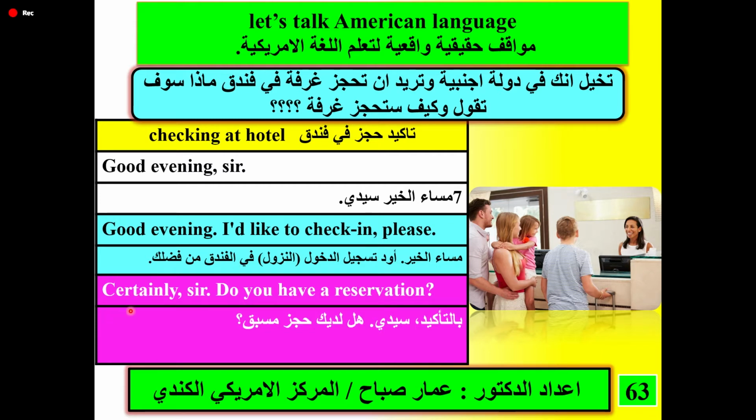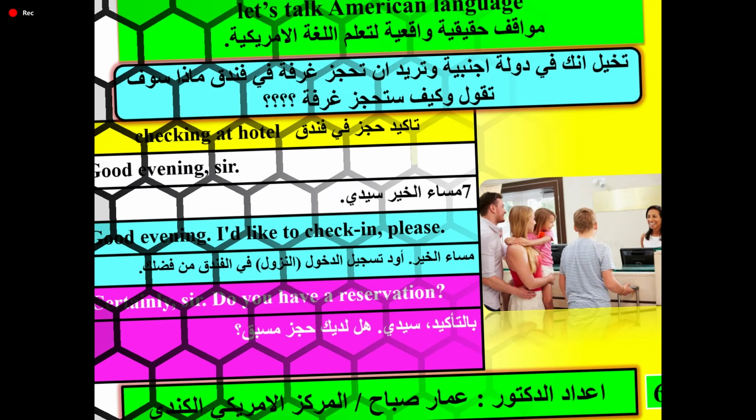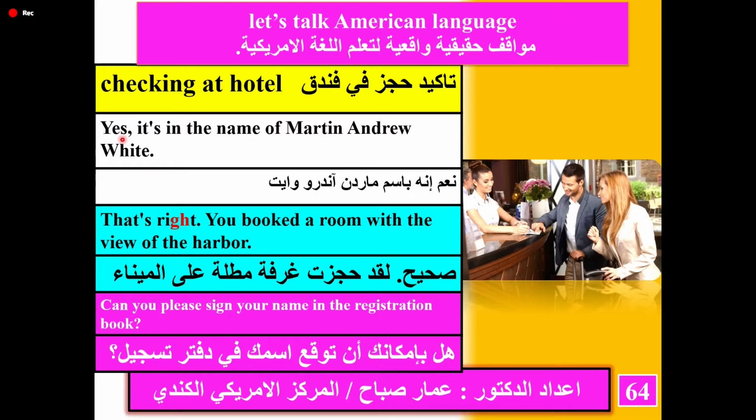Yes, certainly. Or we can say sure instead of certainly. Sir, do you have a reservation? Or do you have a previous reservation? Okay, let's go to the next word. Yes. It is in the name of Martin and Rowite. It is. Yes, in the name. Or what do we say? The reservation. In the name of Martin and Rowite.